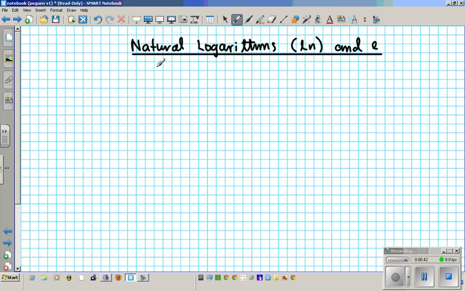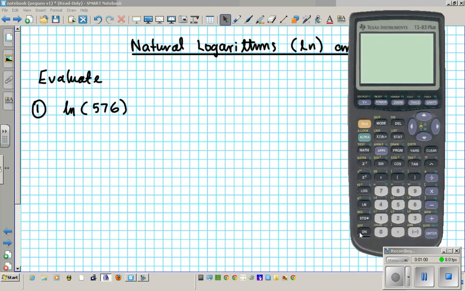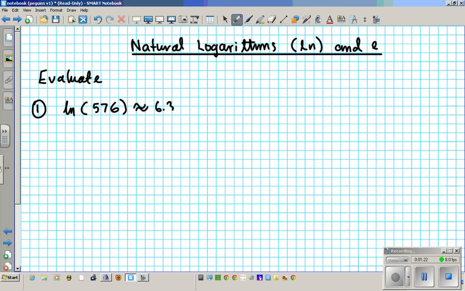Alright, so we're going to start out by evaluating some expressions with the aid of our calculators. Number one, the natural logarithm of 576. Okay, so fire up your calculators. Let's see what that is. We just look for the ln button on your calculator. Most scientific calculators have that as a standard button. So ln of 576 is 6.356. That is your approximate value.